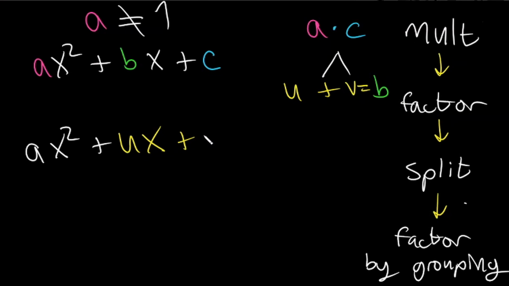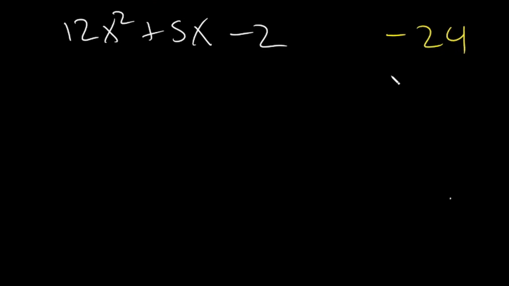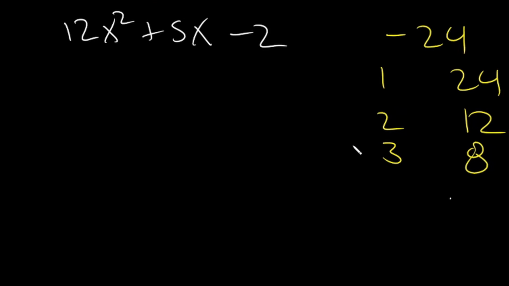So you're going to have ux plus vx, and then plus c. And then you're going to factor by grouping. And I'll show you how to do that with an example. So we have 12x squared plus 5x minus 2. So we need to multiply a and c, and so we would get negative 24. If we factor that, we can have 1 and 24, 2 and 12, 3 and 8. 3 and 8 can equal 5 if we make the 3 negative. So here are u and v. So now we split it.